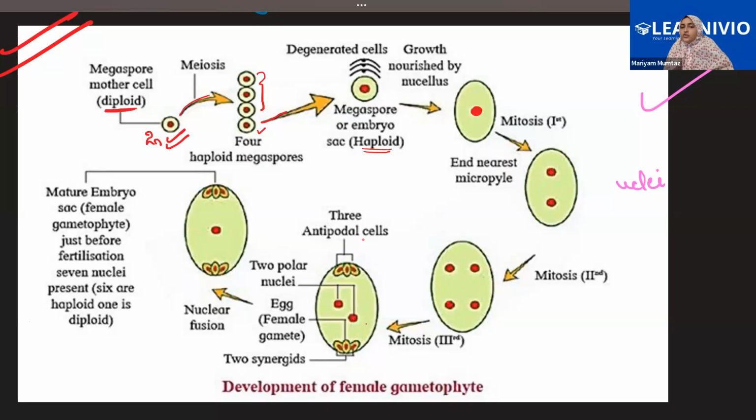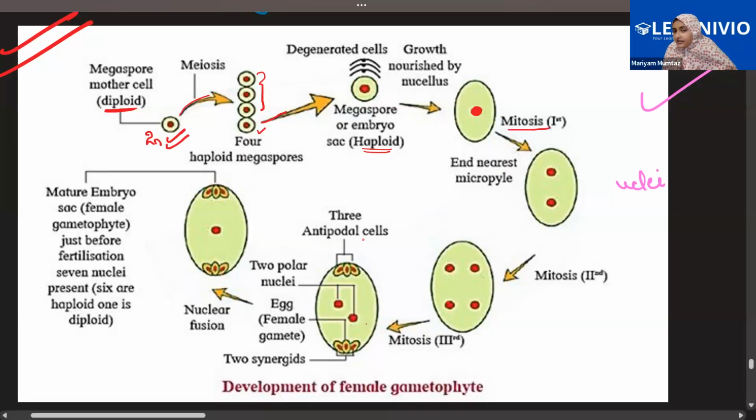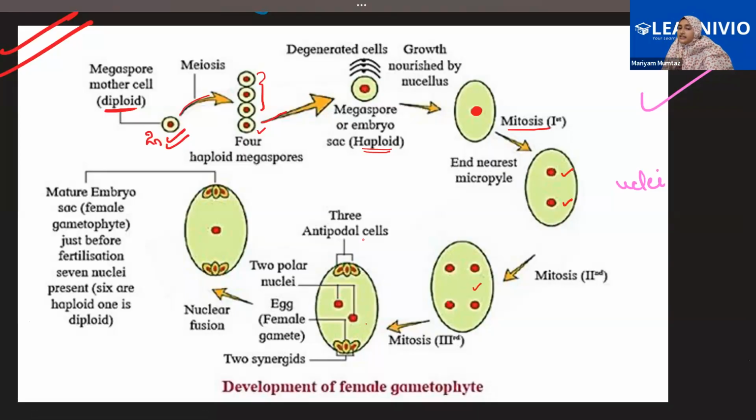So this megaspore will undergo the first mitosis. Like I told you, it will form 2 nuclei, but the cell will be 1. Then it will undergo second mitosis and form 4 nuclei, but the cell will be 1. Then it will undergo third mitosis, and 8 nuclei will be formed, but the cell will be 1. Now what will happen? Those 8 nuclei that were randomly present will start arranging themselves.